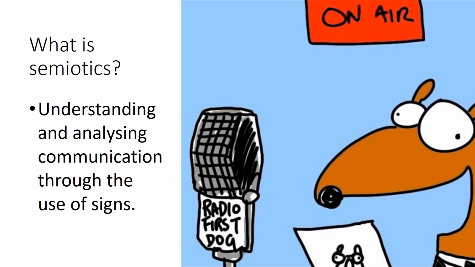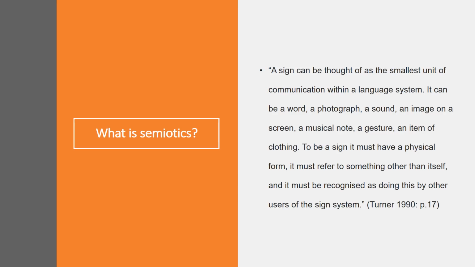Semiotics simply is the study of signs. So it's understanding and analyzing communication through the use of signs. So semiotics, the study of signs, and analyzing communication through the use of signs. Now, the next question that comes to mind is, what is a sign?